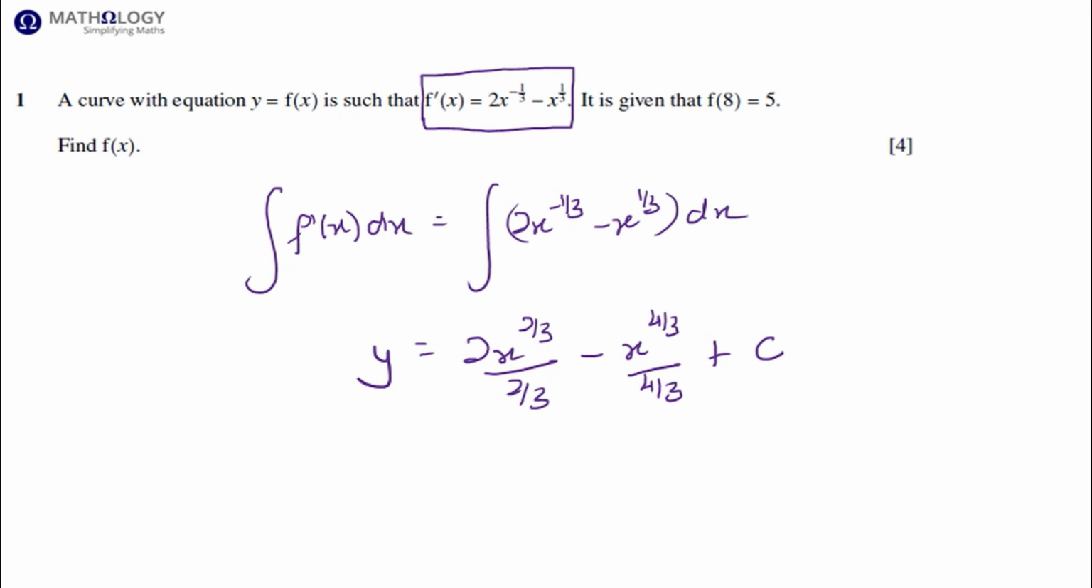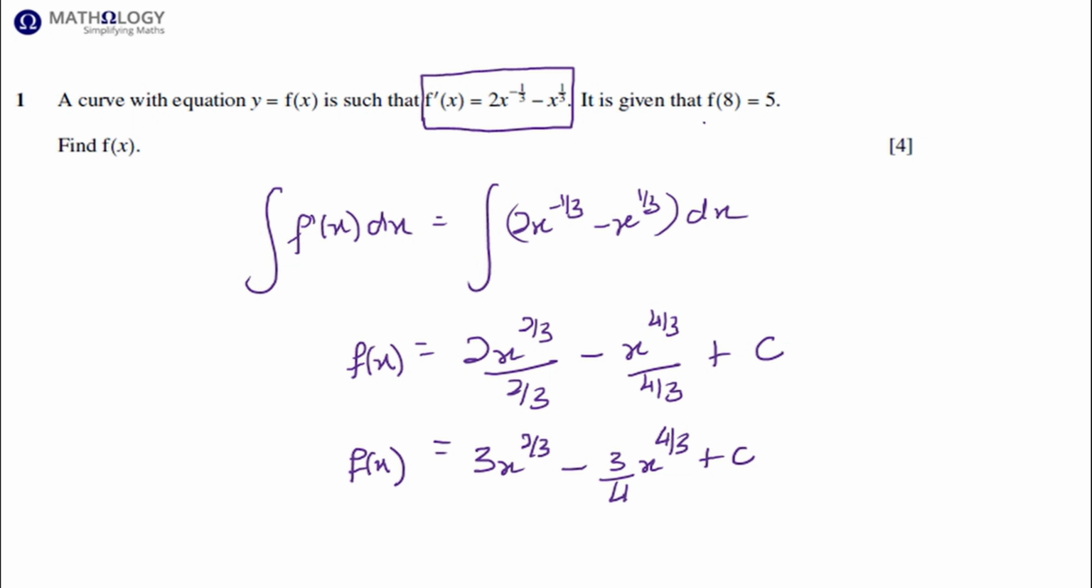And the left hand side is the function y, or rather f of x. So 2 divided by 2/3 is the same as 2 times 3 over 2. So that will just be 3x to the 2/3 minus 1 divided by 4/3 will be 3/4 x to the 4/3 plus c.